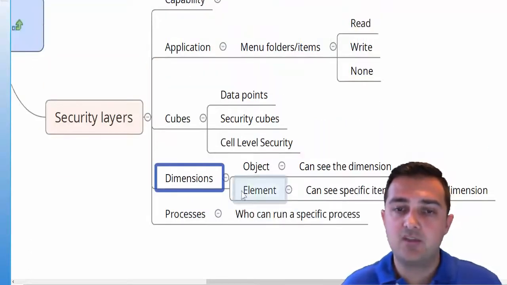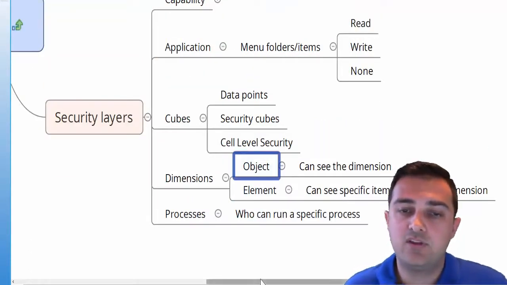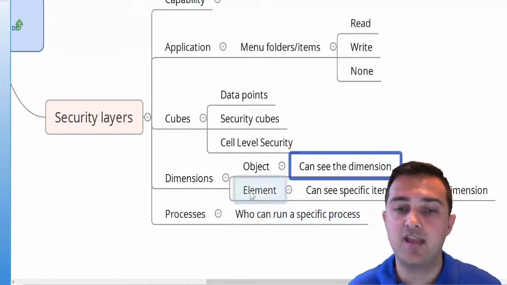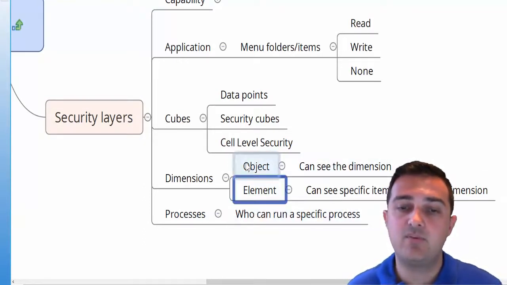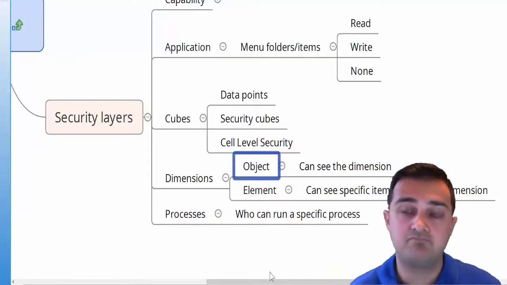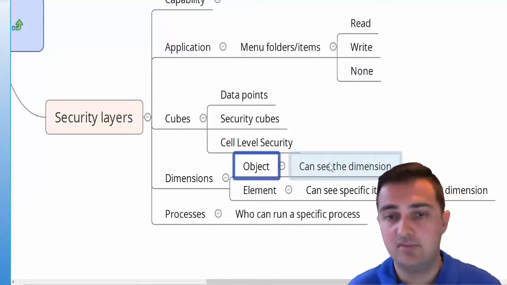Also dimensions. So think of dimensions as really the object. Can they see the dimension? And also the elements in a dimension. So maybe you've got an entity dimension with a number of different business units in it. So can they see this dimension?